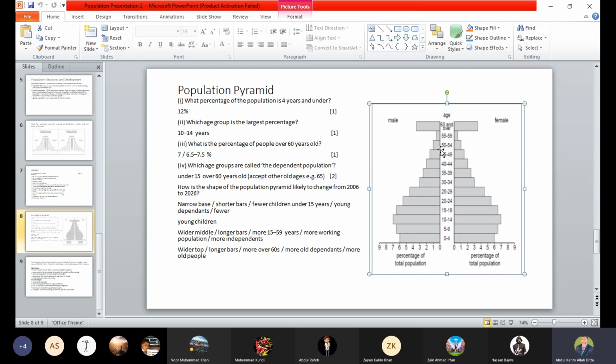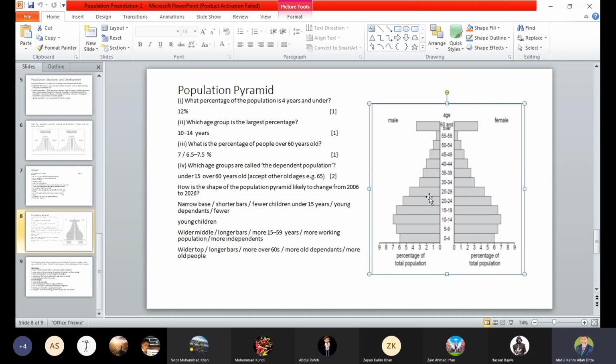But from 15 to 60, that is the age group we call the productive group, highly productive, because they are the people who have to work in the primary industry, secondary industry, and tertiary industry, because they will generate income, and they will play their role in the economic growth of the country.